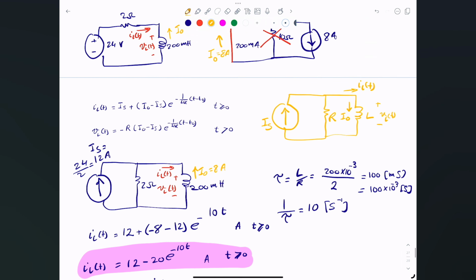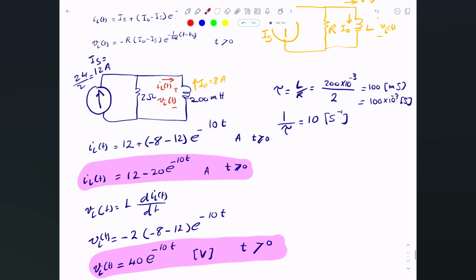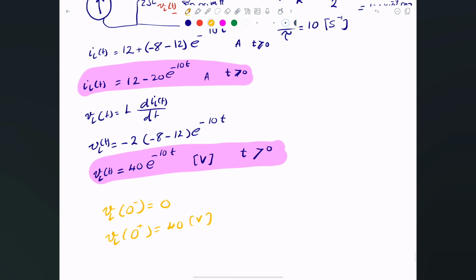All right, so what's left? Well, what's left is to find the time at which, in milliseconds, that V of L will become 24 volts. Why don't I just plot it so that I can explain graphically what I am asking you to do?